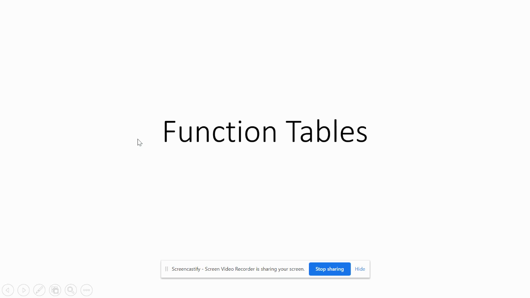All right, everybody. So today we are talking about functions and function tables. This week and next week we're going to talk about functions. Today is basically going to be on the tables, so I'm going to show you how to do the function tables.